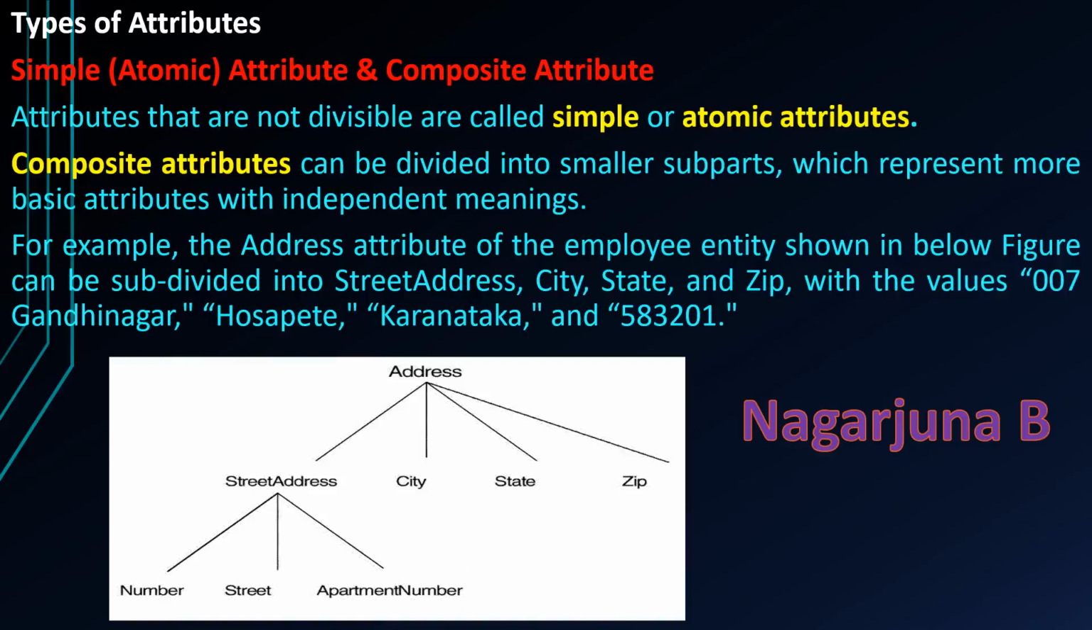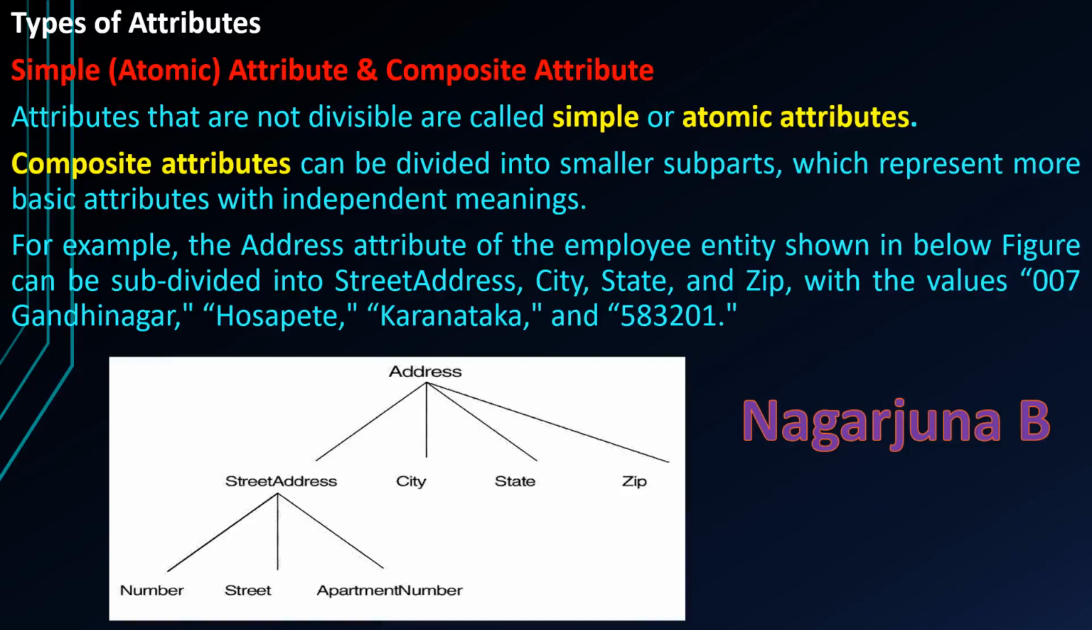An example might be address. The address attribute of an employee entity, as shown in the figure below, you can see it can be subdivided into street address, city, state and zip. Zip in the sense pin code. So here we can give the values as for the street address 007 Gandhinagar, city as Hospet, state Karnataka and zip as 583201.